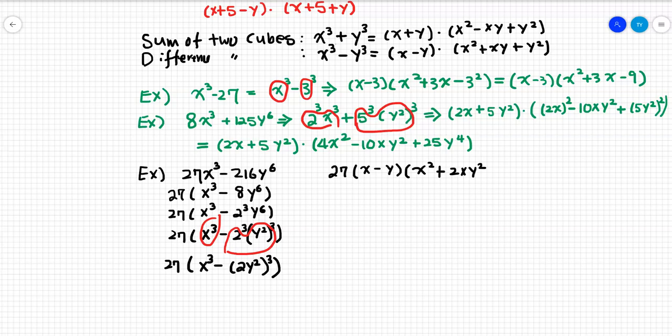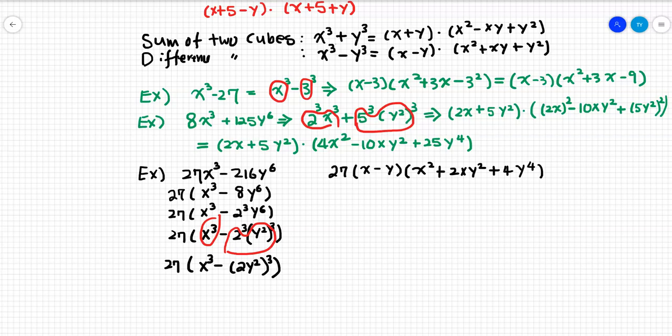Square. So 2 squared is 4, and y to the 4, right? Because 2y squared, if you square this, you get 4. 2 squared is 4. And y squared, if you square them, you get y to the 4. Okay? So this is going to be your factor.